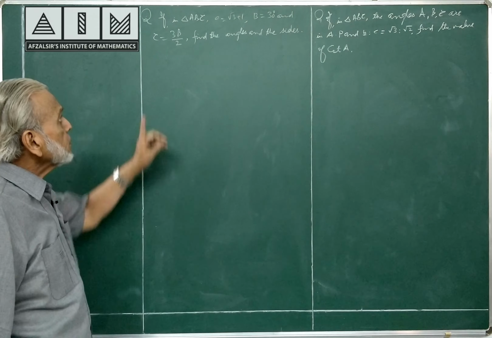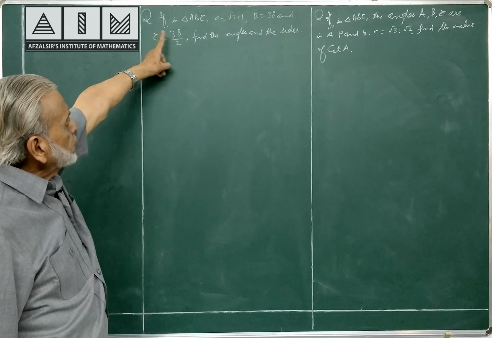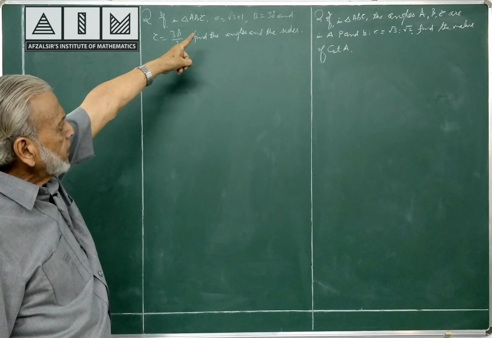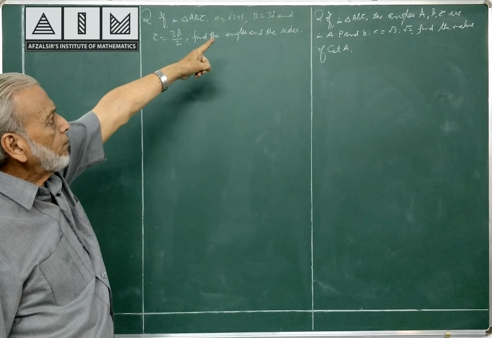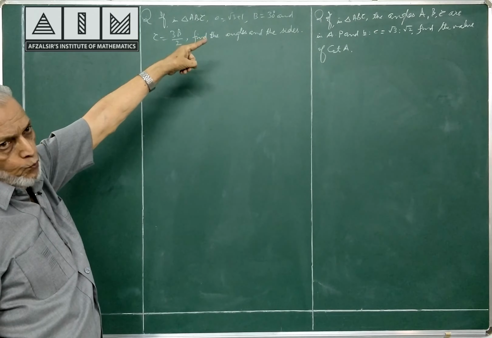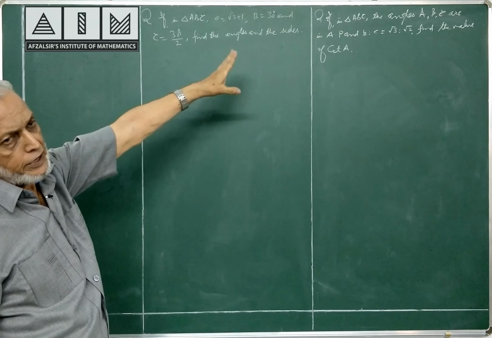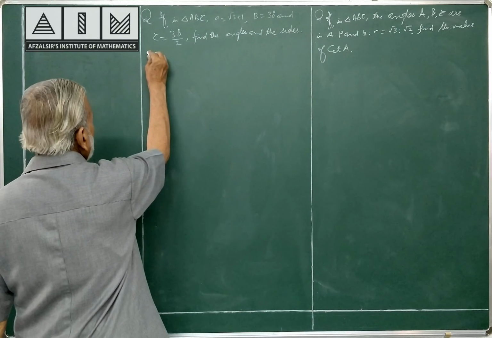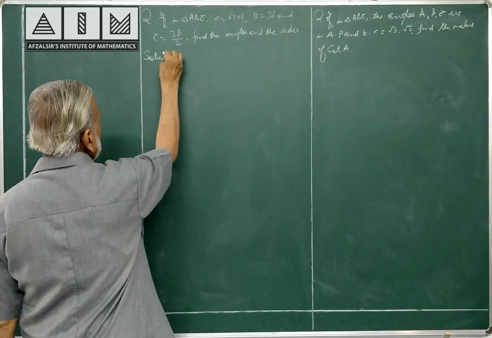Continuing yesterday's work, if in triangle ABC, side a is root 3 plus 1, angle B is 30 degrees and angle C is 3B by 2, find the angles and the sides. Please see here now, I begin the solution here.